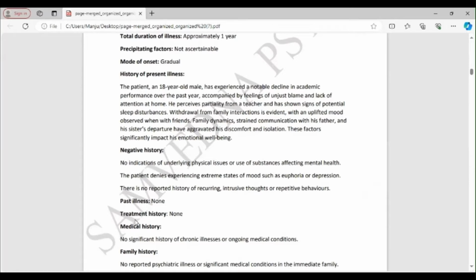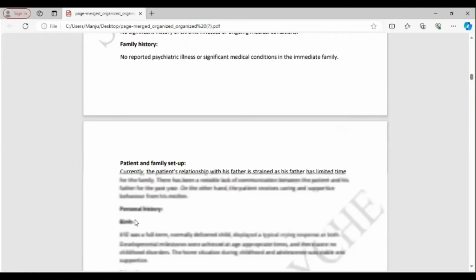In this case, there was no negative history as no indication of underlying physical issues or use of substances affecting mental health. The patient denies experiencing extreme states of mood such as euphoria or depression. No reported history of recurring intrusive thoughts or repetitive behaviors. Past illness history, not at all. Treatment history, none. Medical history, no significant history of chronic illness or ongoing medical conditions. Family history, no reported psychiatric illness or significant medical conditions in the immediate family.